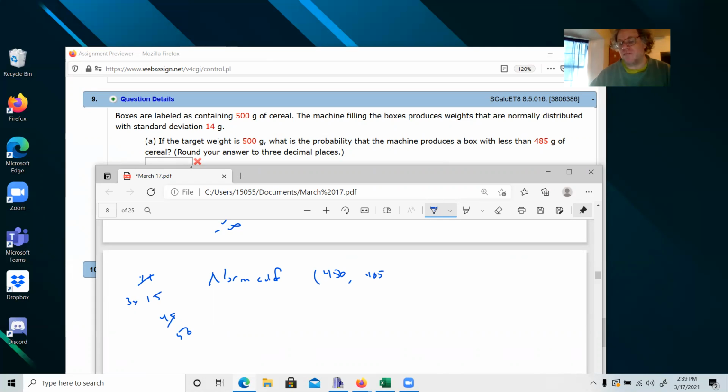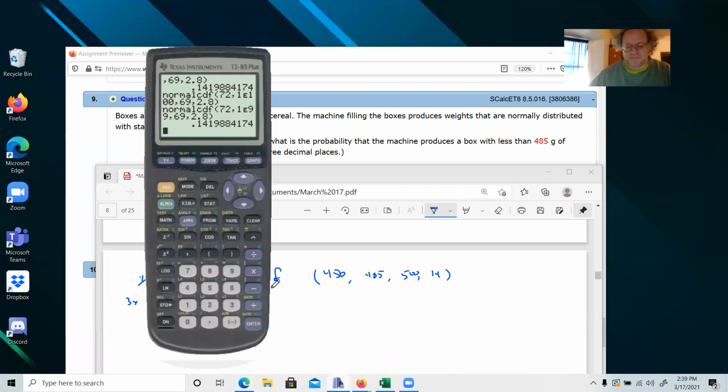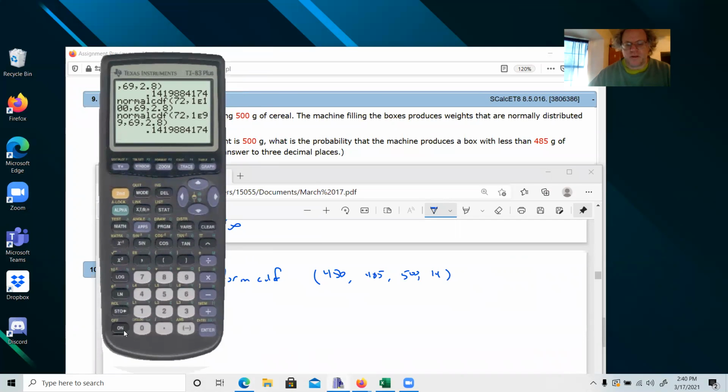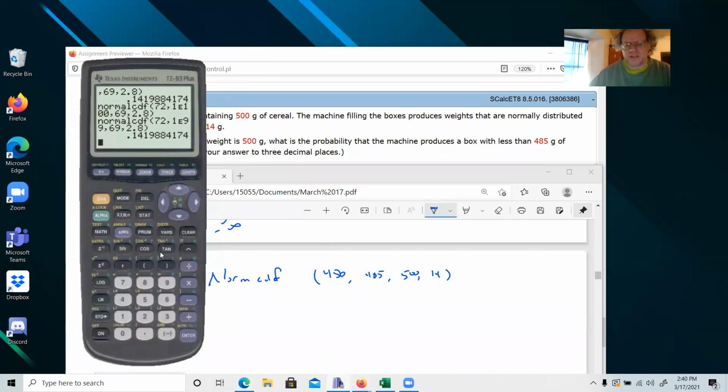You could type in 0 here, okay? But 450 to 485, and then my mean is 500, and my standard deviation is 14. Okay, so let's see what that is. It's going to be about there. So that's 15%-ish, maybe 12%, something like that. So we're in that ballpark.